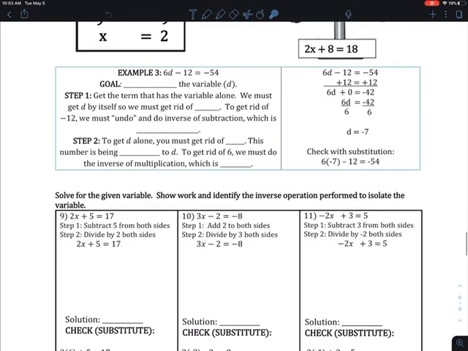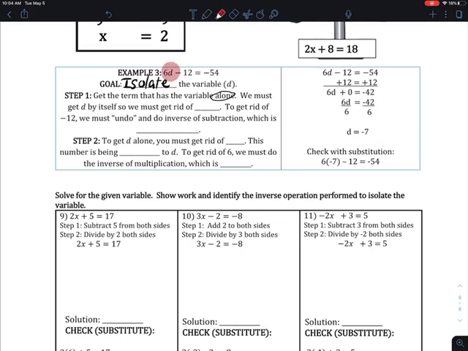So let's check this out. Example 3. It says 6d minus 12 equals negative 54. Isolate the variable. Well, I just said the word. Step 1: get the term that has a variable alone. That's what the word isolate means. We must get d by itself.